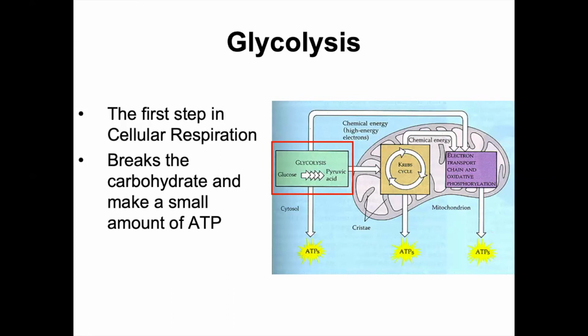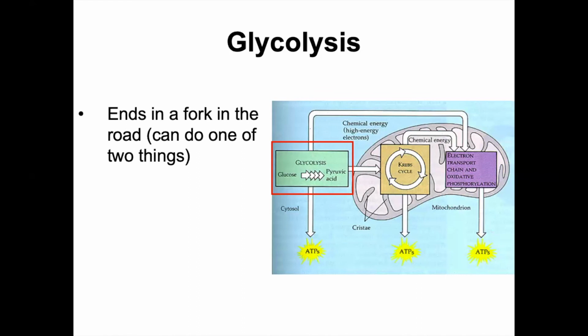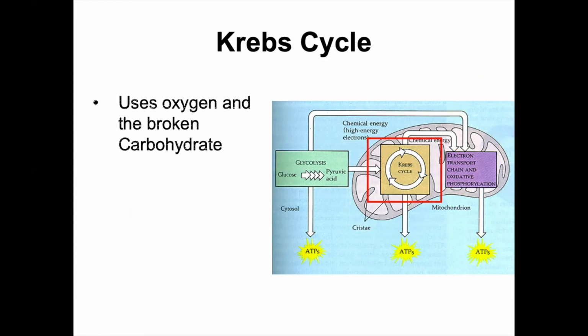So let's talk about glycolysis in particular. Glycolysis, I still have highlighted here, breaks the carbohydrate and makes a very small amount of ATP. And then there's a fork in the road. From there, you can do one of 2 things: the Krebs cycle inside the mitochondria, or fermentation, which is what happens when you don't have oxygen. So Krebs cycle uses oxygen and the broken carbohydrate, and I should write Krebs cycle and electron transport chain. Kind of lump these two together.